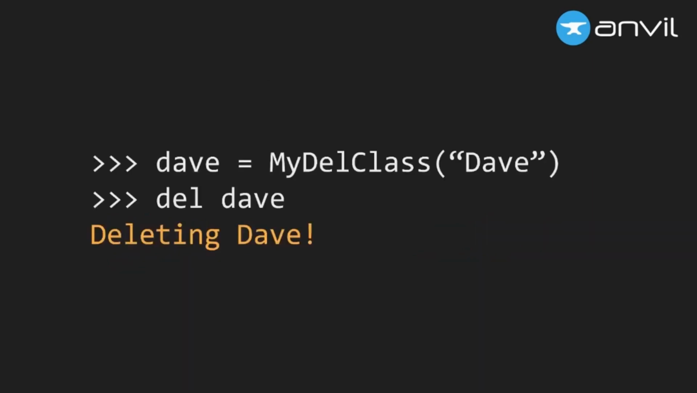So let's start off with reference counting. We have an instance of this class that I just defined earlier, my del class, called Dave, and then we delete him. And you can see that when the reference to Dave, the only reference that there is, is deleted, the object is also deleted, as you can see by the print statement that we put in being called. Now, that isn't the only way that you can create a reference to a thing, by just instantiating and assigning it to a variable name.